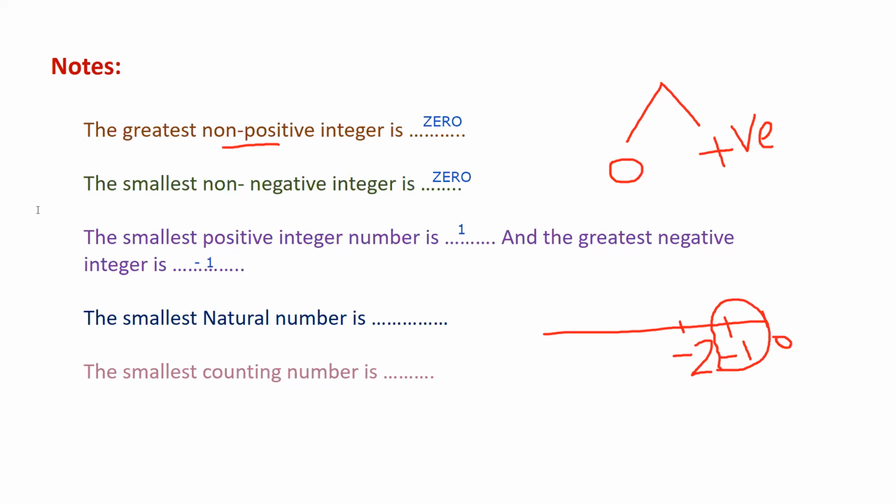What is the smallest natural number? We said natural means the 0, 1, 2, 3, 4, and so on. So the smallest of them is 0. But if he says the smallest counting number, can I write 0? No, the counting starts from number 1. So don't forget, the smallest counting number is 1.